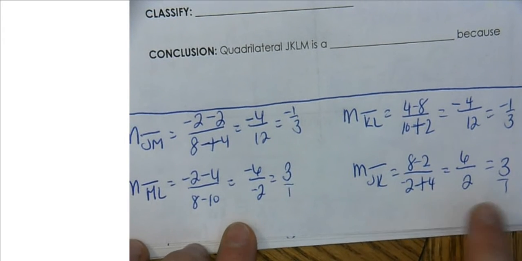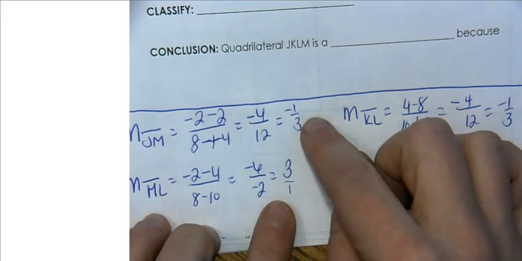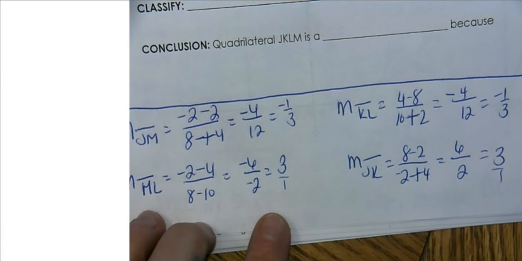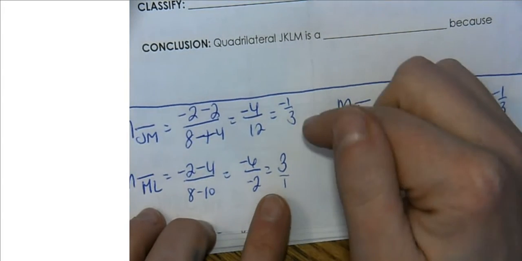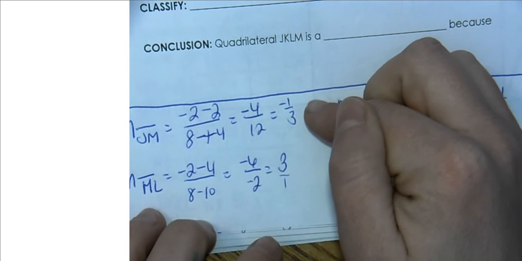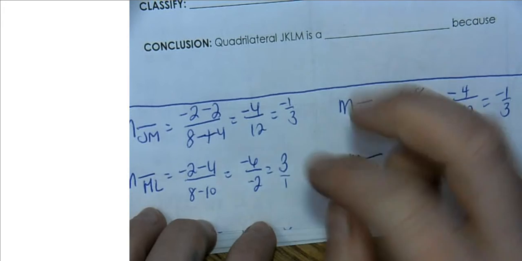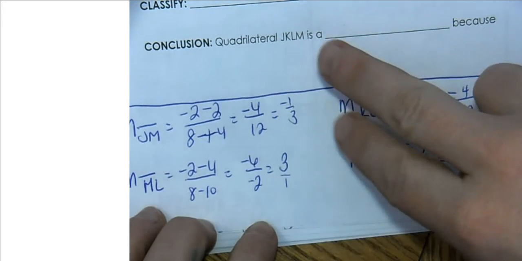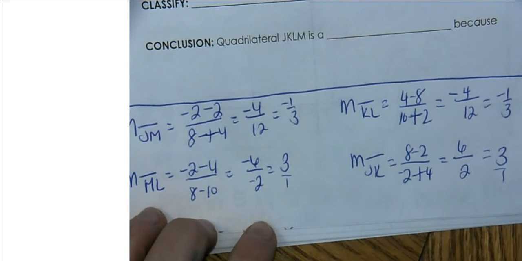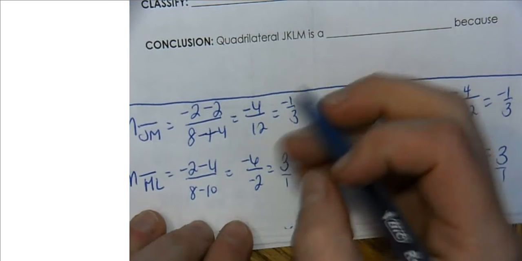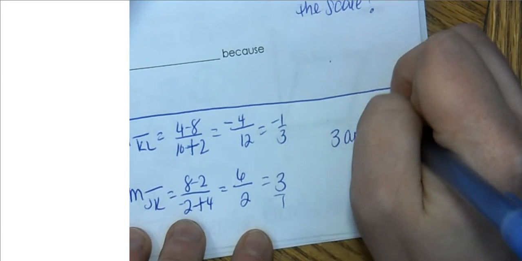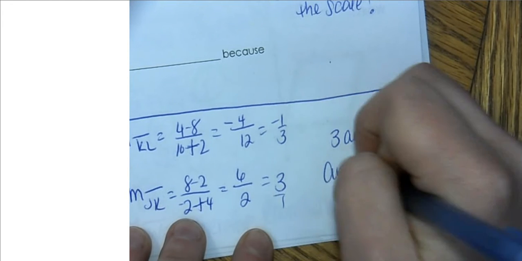And now I just need to decide, are these slopes opposite reciprocals? So let's remind ourselves of what opposite reciprocals are. Opposite means that they have different signs. And we certainly have different signs here, 3 and -1/3. And now we have to talk about, are these reciprocals? So did the fraction flip? 3 over 1, 1 over 3. So yes, I'm going to say that 3 and -1/3 are opposite reciprocals.